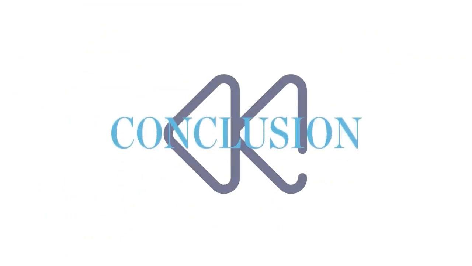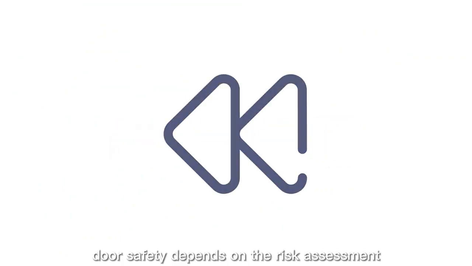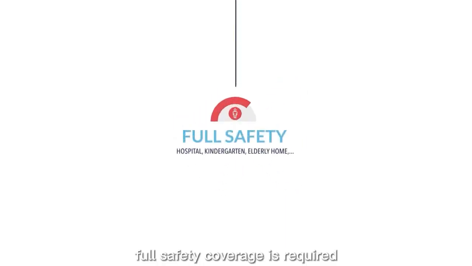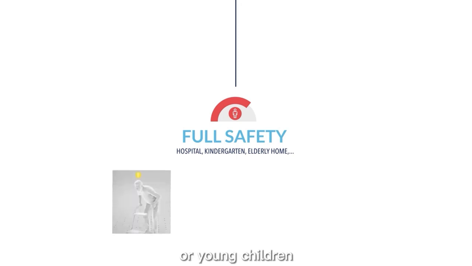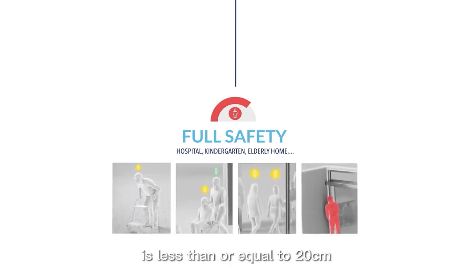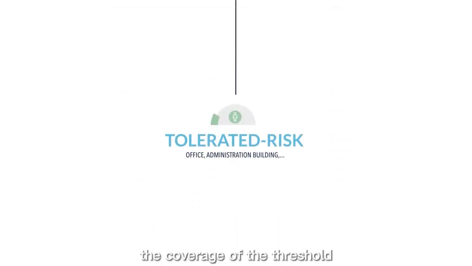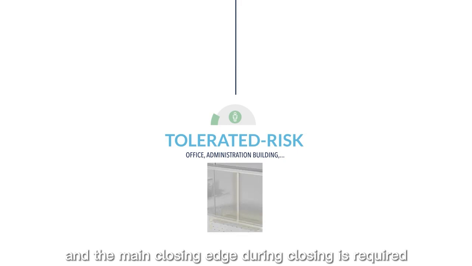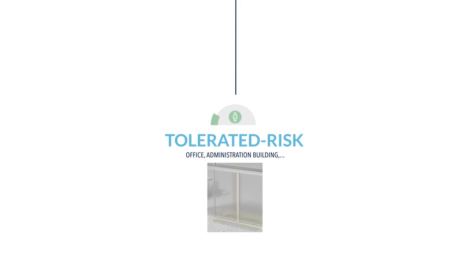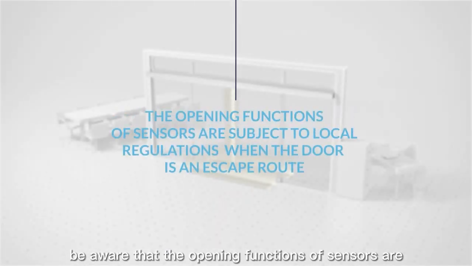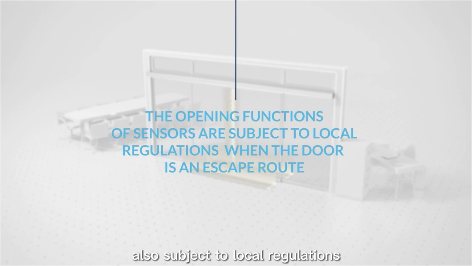Let's summarize. Door safety depends on the risk assessment and the environment. Full safety coverage is required when a significant proportion of users are elderly, disabled or young children, or the distance with the wall is less than or equal to 20 centimeters. When contact is tolerated, the coverage of the threshold and the main closing edge during closing is required. Be aware that the opening functions of sensors are also subject to local regulations when the door is an escape route.